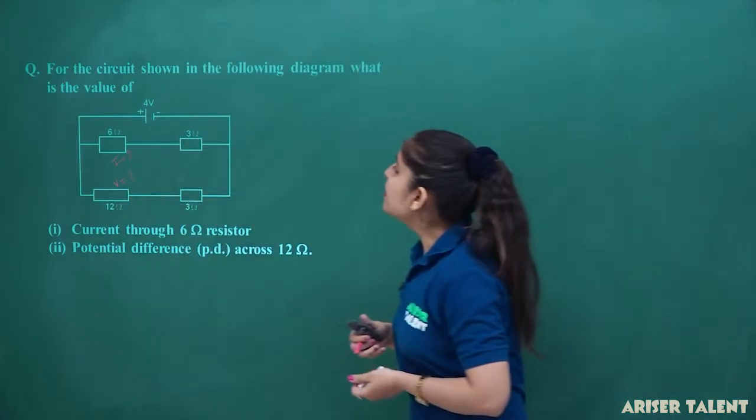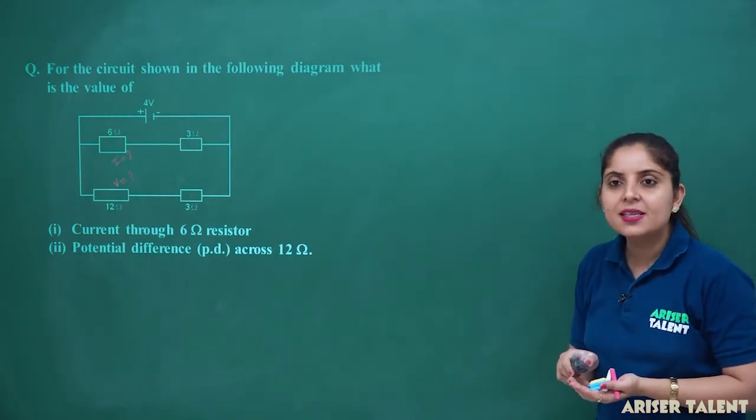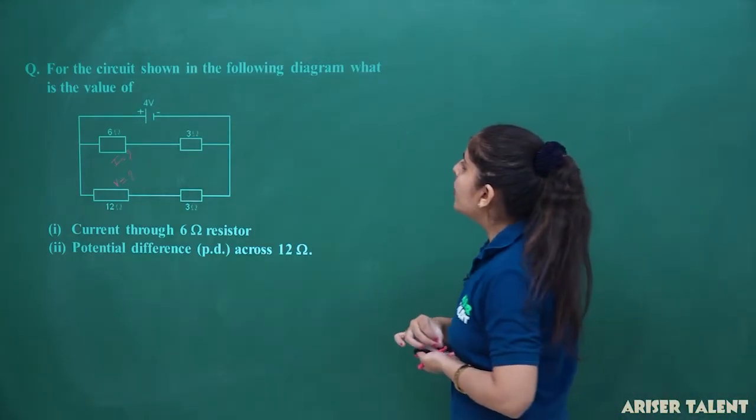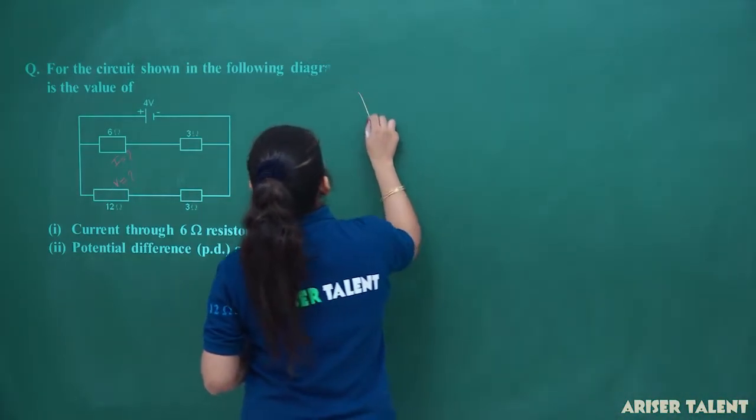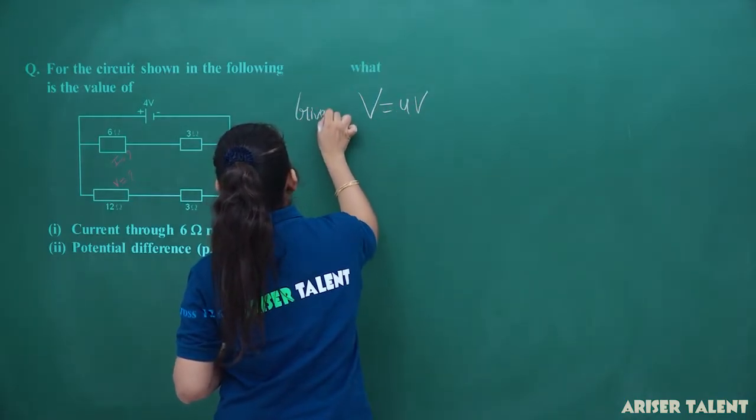Now what you have seen in this circuit, you can see here the 6 and 3 ohm are connected in series, and 12 and 3 ohm are again connected in series. So what I can do here, I can write here the value of V is 4 volt. This is given.